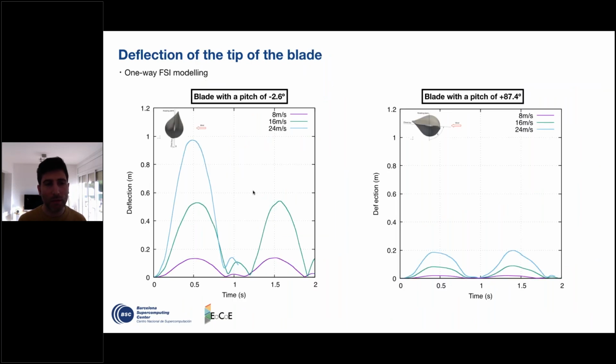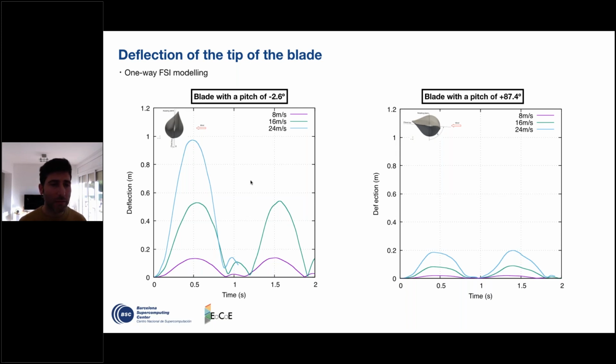Here in this slide, basically we show the deflection of the tip of the blade. We can see that on the vertical axis we show the deflection, and on the horizontal axis is the time. We can see that this transient problem basically evolves as an oscillating behavior.